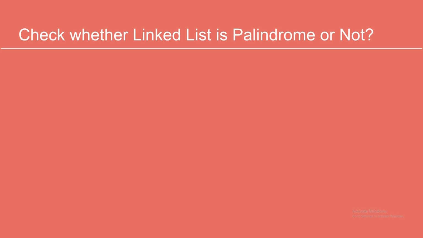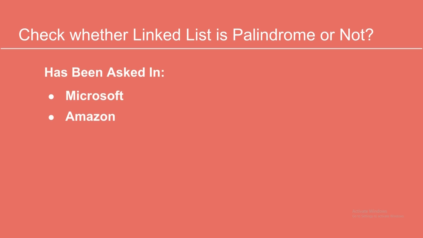In this lesson we will go through another interview coding question for linked list. Our second interview coding question is to check whether the linked list is palindrome or not. This question has been asked in various tech companies such as Microsoft, Amazon, Snapdeal, and many more.